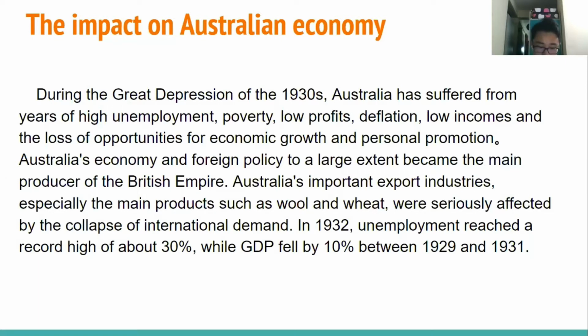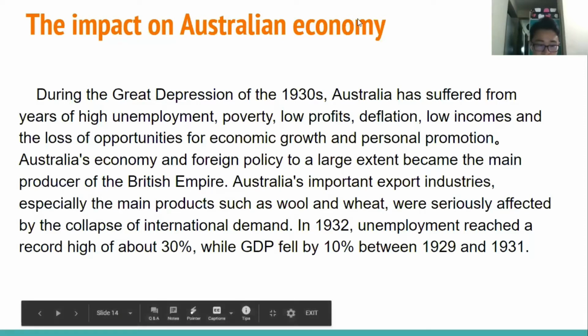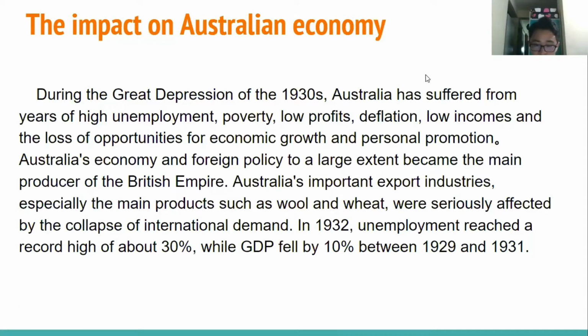Australian economy and foreign policy to a large extent became the main producer for the British Empire. Australia's important export industries, especially the main products such as wool and wheat, were seriously affected by the collapse of international demand. In 1932, unemployment reached a record high of about 30%, while GDP fell by 10% between 1929 and 1931.